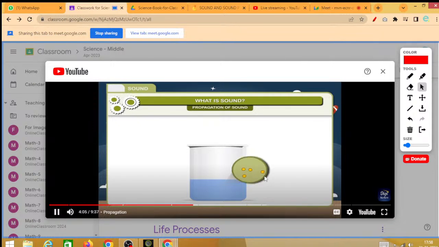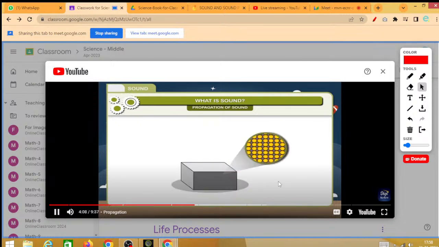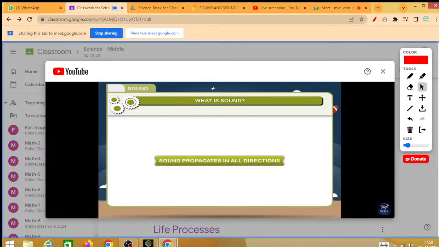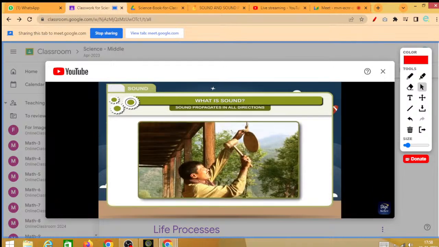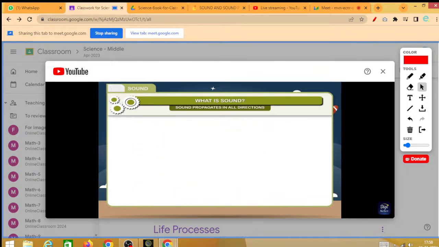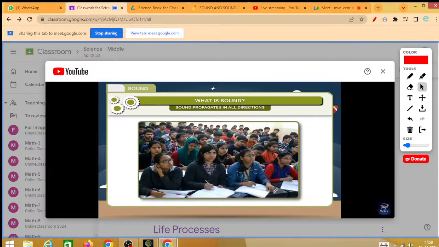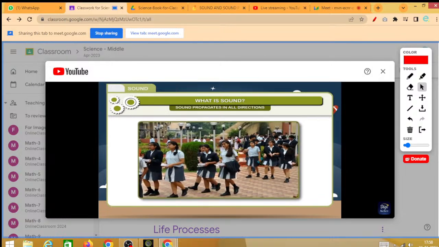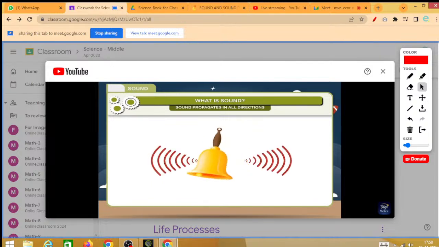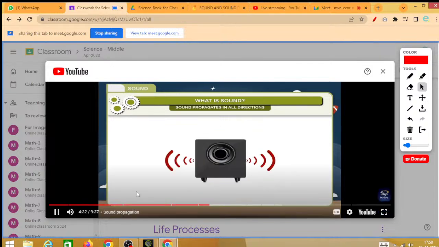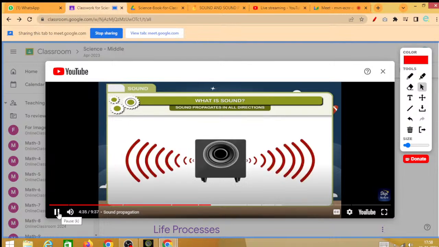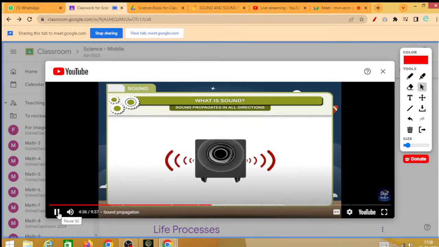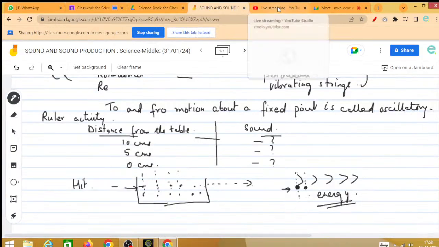Than air. Similarly, in solids, the particles are closely packed. Hence, the sound travels faster in solids. Sound propagates in all directions. In the morning, when the school bell rings, it is heard by all the students, although they are not present in the same place. They are in different places. It means sound travels in all directions. Its loudness depends upon the distance from source to observer. Okay, so let's write down these two important points.